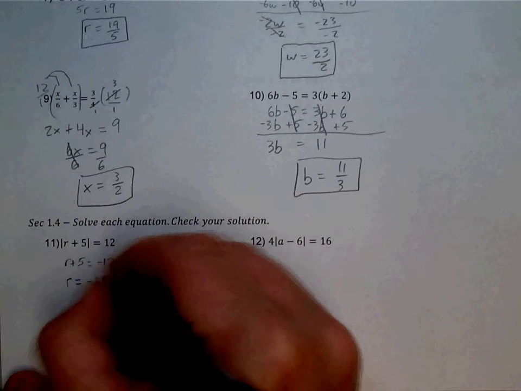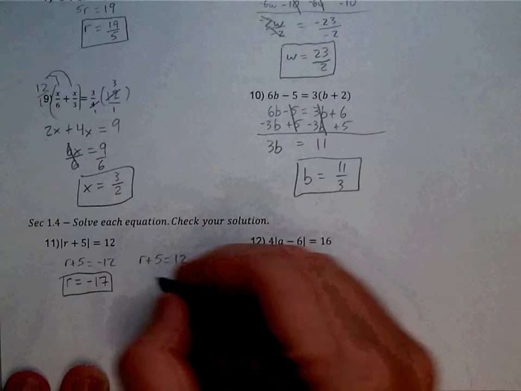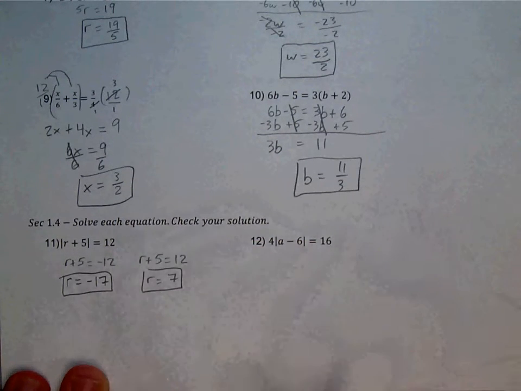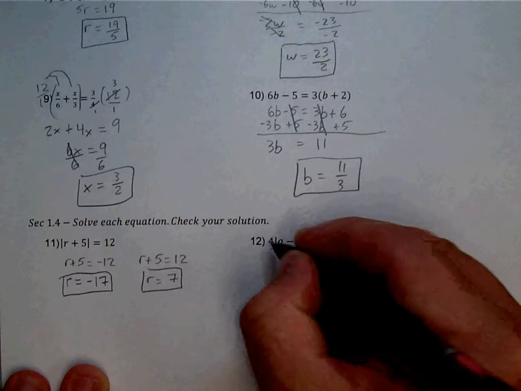Subtract 5, I get negative 17. And over here, subtract 5, and we get 7. So negative 17 and 7 are the answers. Number 12, first step is to divide by 4.